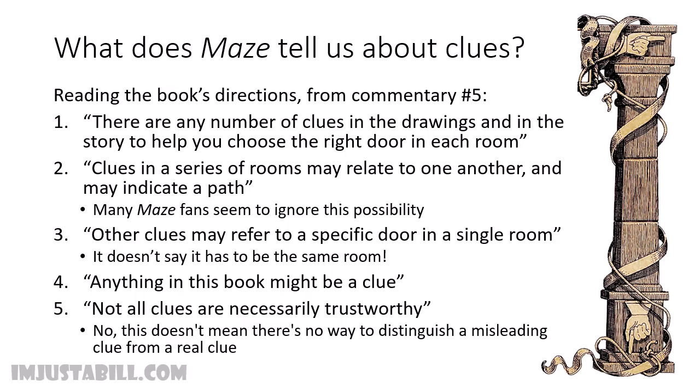As I have said before, I notice a lot of Maze fans, particularly in Into the Abyss and Maze Cast for that matter, seem to not really consider this possibility. That's because they're more focused on the third one, which is other clues may refer to a specific door in a single room. As I said in that past commentary, in a side note, it doesn't necessarily mean that the clues for a door in that given room are in that room. Maybe the clues are somewhere else in the book. In fact, this brings us to four: we're told anything in this book might be a clue. I talked a little bit about that in the commentary.